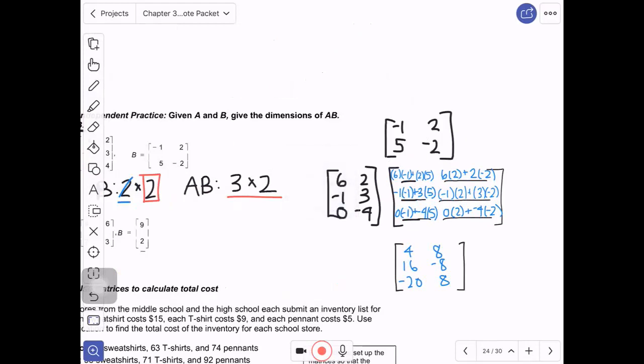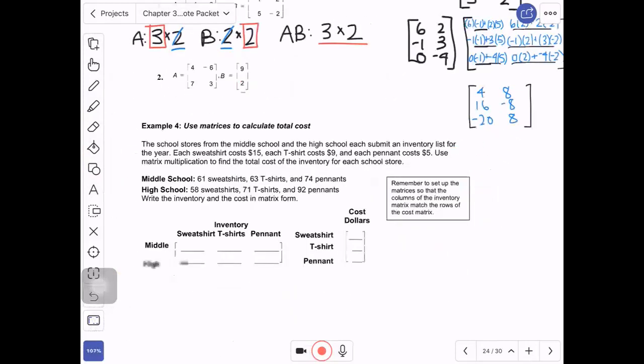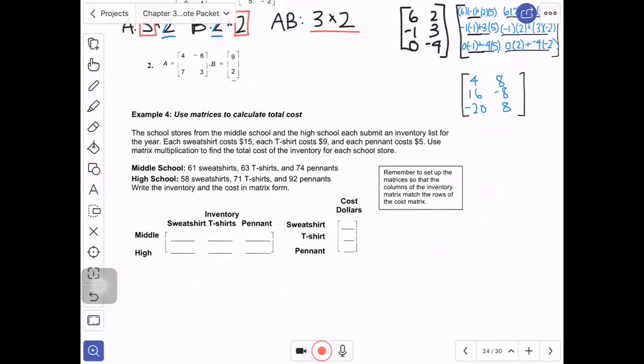Cool. All right, so now let's look at this word problem. It says, the school store from the middle school and the high school each submit an inventory list for the year. Each sweatshirt costs $15, each t-shirt costs $9, and each pennant costs $5. Use matrix multiplication to find the total cost of the inventory for each school store. And they give us the number of sweatshirts, shirts, and pennants for our middle and high school. Now this is set up for us.